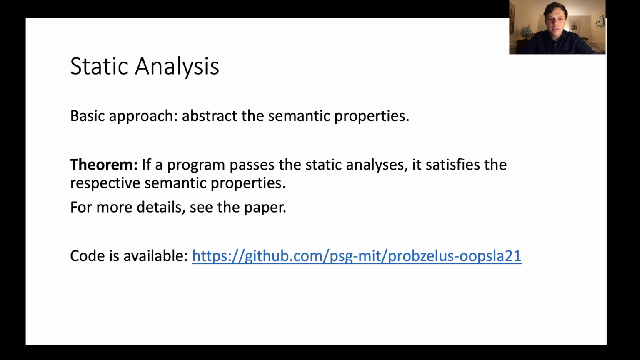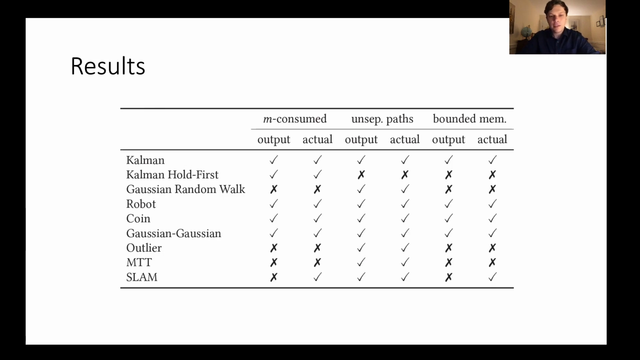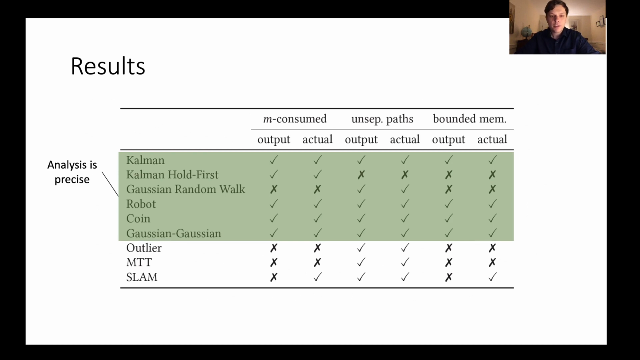And so because we've proven the analysis is sound, the remaining thing to evaluate empirically is how precise it is. To do this, we ran it on a number of benchmarks, and for each benchmark, we ran the analysis and saw what it said, and then we compared this against manually reasoning about whether or not each benchmark satisfied each property. For the first 6 benchmarks, we found that the analysis is precise in that it exactly describes whether or not a program satisfies the given semantic property.